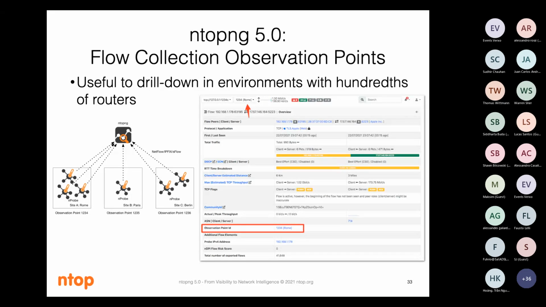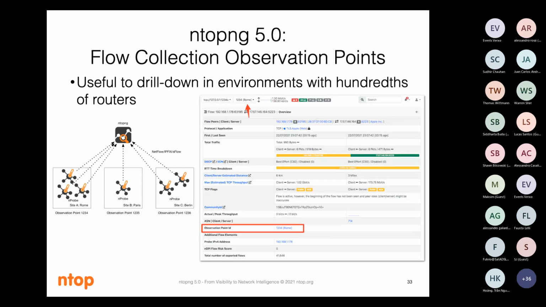Let's see this concept with an example. For the observation point, we can consider an enterprise that has a branch in Rome with 3 routers, a branch in Paris with 1 router, and a branch in Berlin with 2 routers. The analyst interested in looking at Rome's traffic, at Rome's flows, regardless of the particular router those flows are coming from.